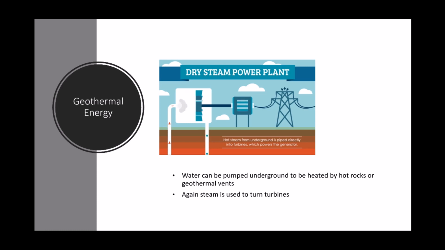Geothermal energy is an example of renewable energy, and the way that this process works is we essentially drill very deep into the ground until you start reaching hot rocks, which are heated by the mantle below, and you pump water down there, and that steam that's rising up is then used to turn a turbine, again generating electricity.